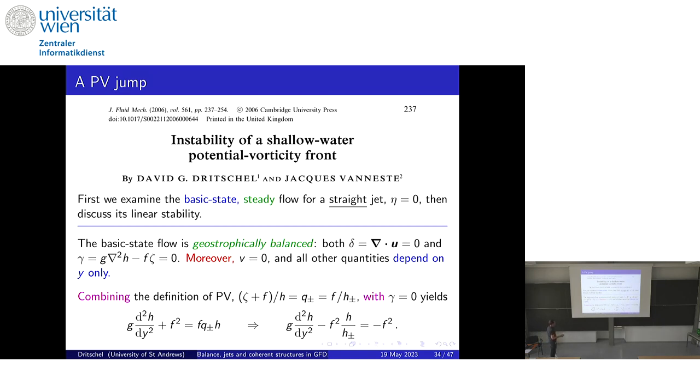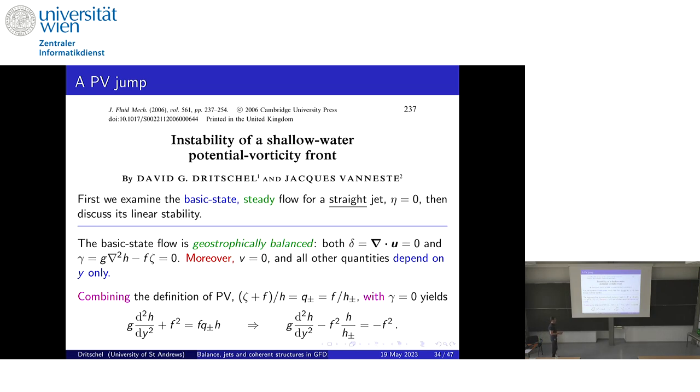So how do we get the basic flow? The basic flow is geostrophically balanced. Everything is independent of x, so its divergence and ageostrophic vorticity are both zero. Moreover, there's no motion in the y direction, and all flow quantities depend on y only.